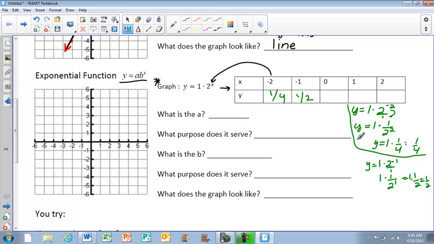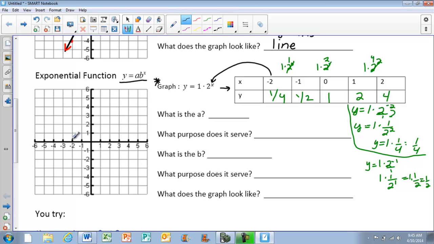Okay, next ones are a little easier. If we do the next one, 1 times 2 to the 0 power. Well, a reminder, anything to the 0 power is 1. So 1 times 1, 1. 1 times 2 to the 1 power, well, this gives us 2. 1 times 2 is 2. And 1 times 2 squared, this is 4. 1 times 4 is 4. Okay, so I have my points, so I'm going to graph them.